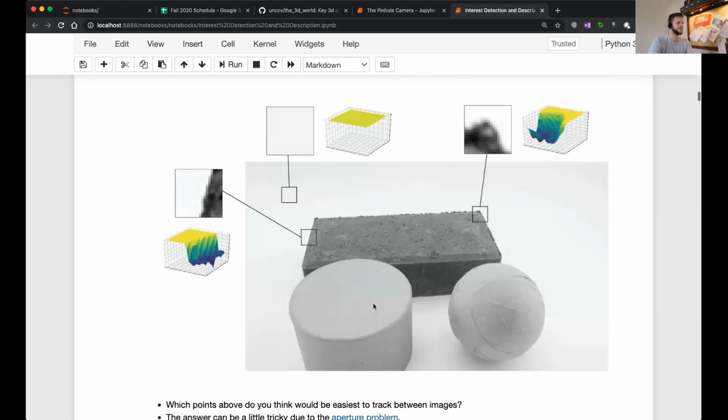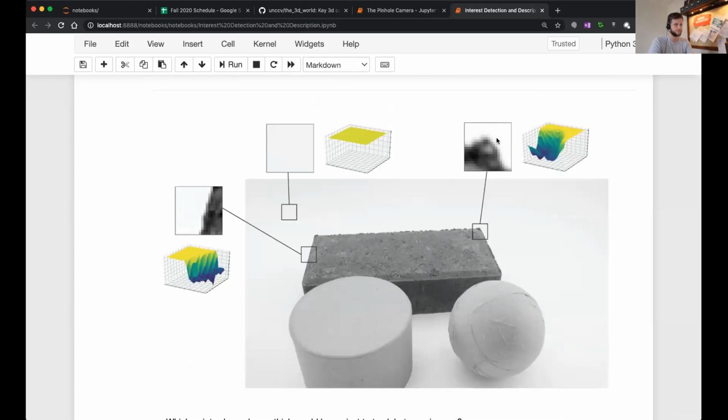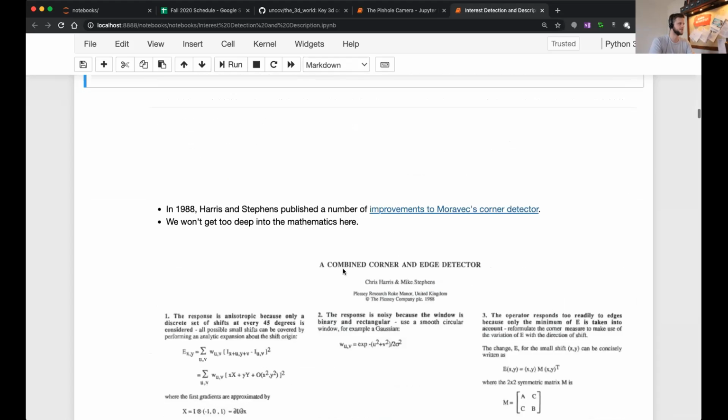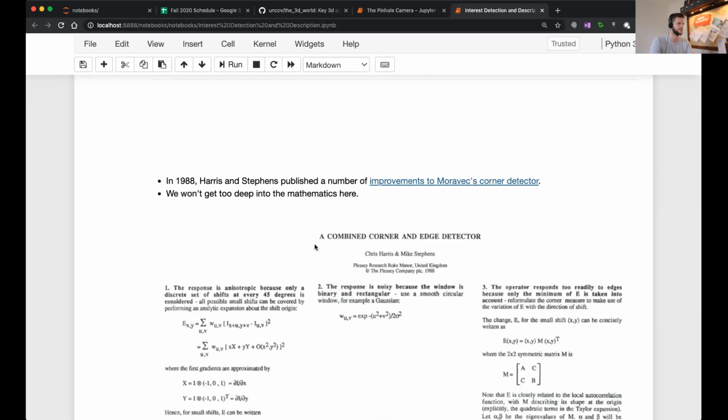But the idea, if you think about this corner, if I took this corner, took a copy of it, and slid it around, there'd be a big difference, because moving it a little bit is going to make a big difference between pixel intensity values. If I took this flat region, made a copy, and slid it around, there's going to be very little signal. It's going to look the same. There's going to be very little difference. So that was his idea for detecting which points would be good to track. So let's have a closer look at his idea.